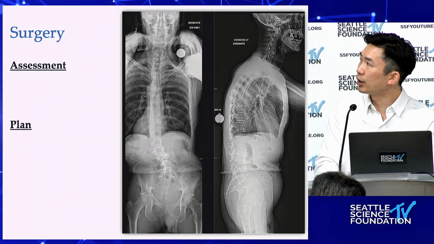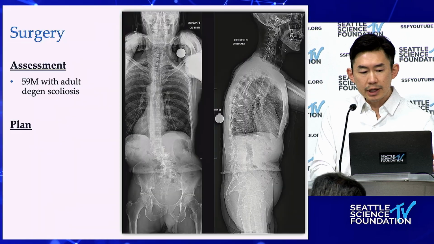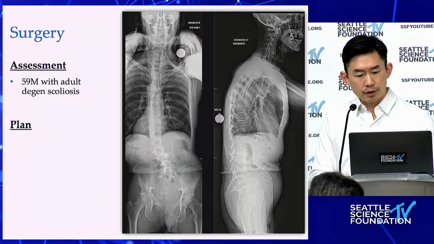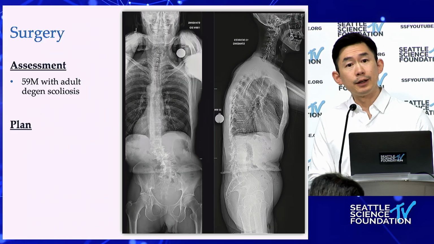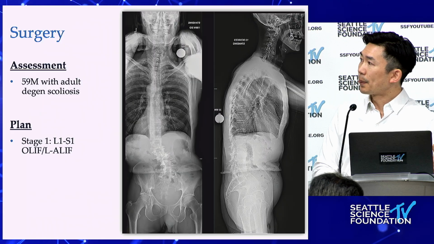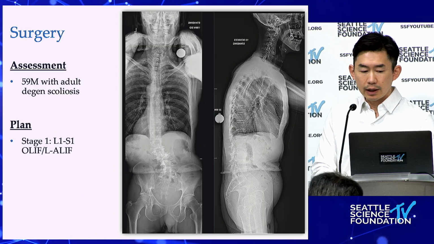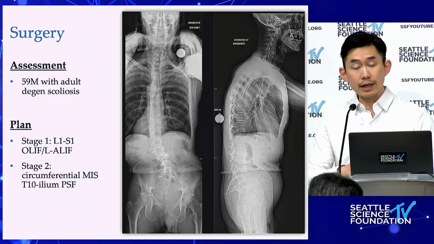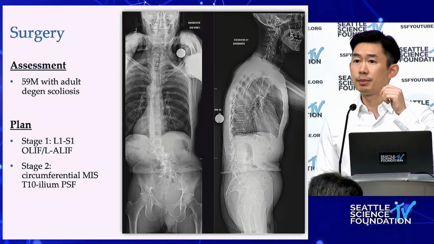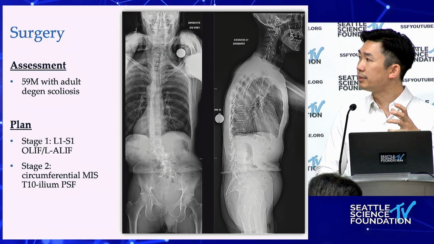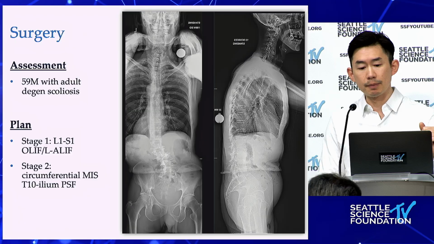So for him, I also offered him a surgery. For me, this is a 59-year-old coming in with adult degenerative scoliosis. And my plan was a staged surgery. So stage 1, L1 to S1 OLIF with a lateral ALIF. And then stage 2, the idea was a circumferential T10 to pelvis. So assuming that he's going to be corrected, it would just be percutaneous from the back.